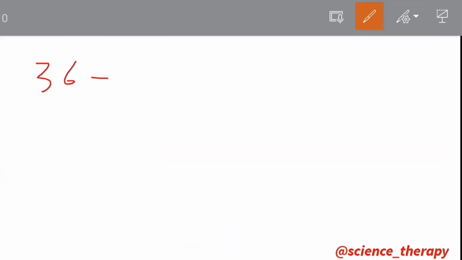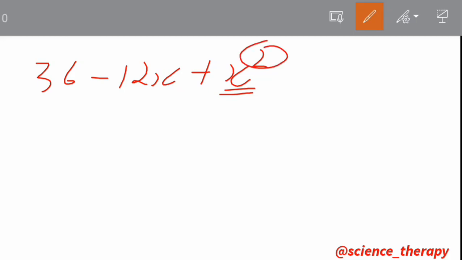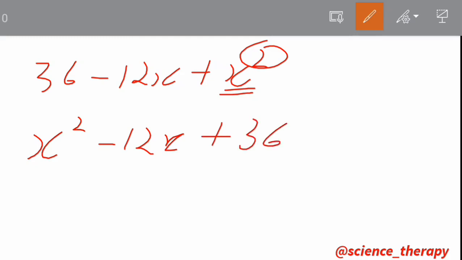Now let's have a look at the last one. We have 36 minus 12x plus x squared. Now with this one, the first thing that you want to do is write it in standard form, the way we are used to it. So we start with the variable that has the highest degree or the largest value of the exponent. So we have x squared followed by minus 12x, then plus 36. Now we want to distribute this equally, so we have x and x.